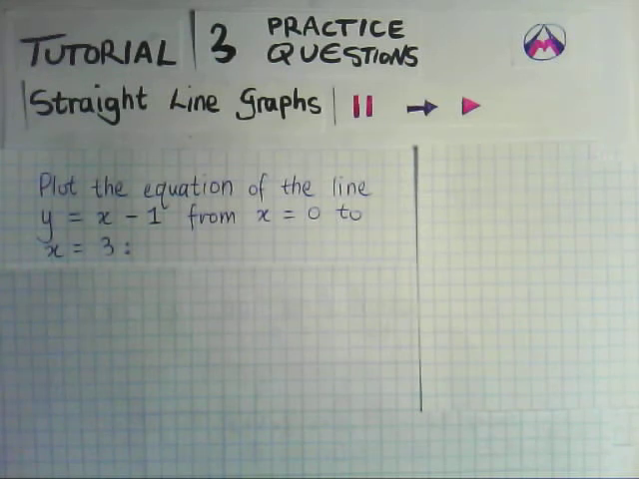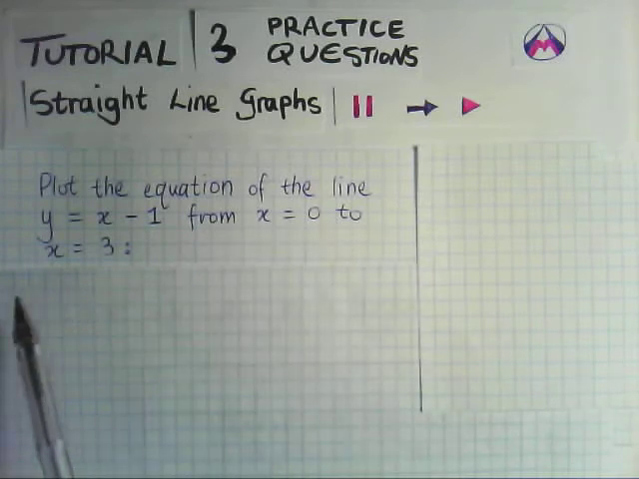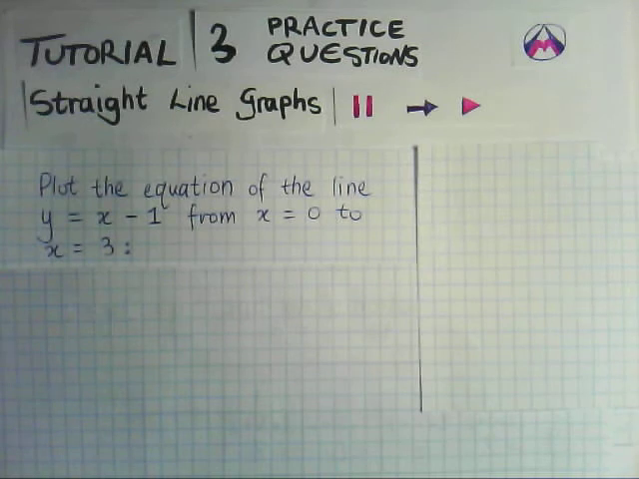Welcome, and in the second question of the practice questions tutorial, the question asks us to plot the equation of the line y equals x minus 1 from x equals 0 to x equals 3. So the first thing that we want to do is to calculate a table of x values and y values so that we can create coordinates and we can plot these coordinates on a graph.